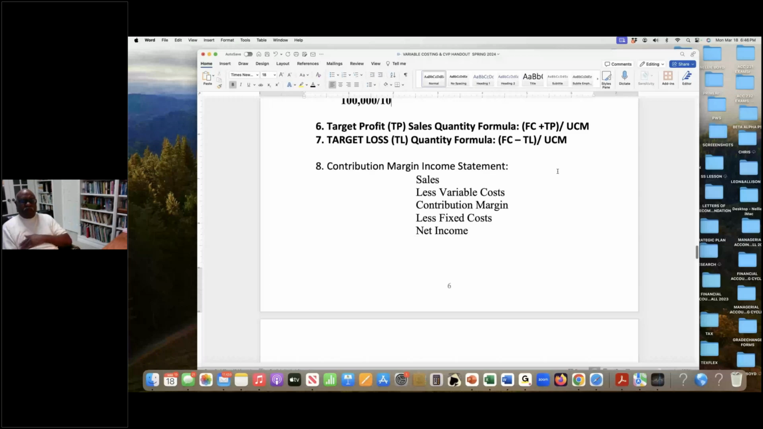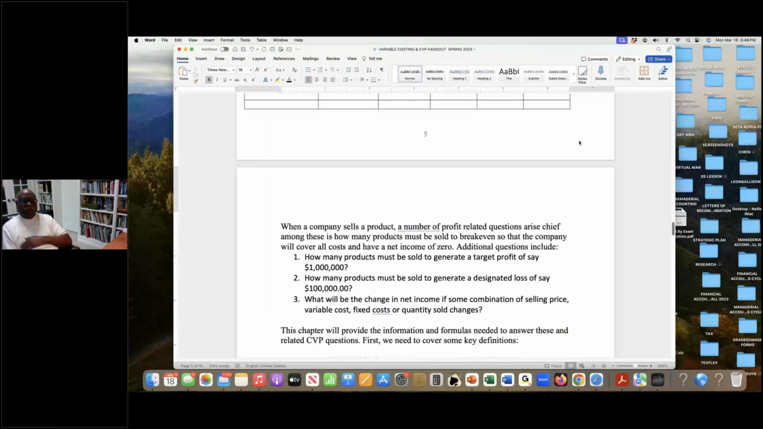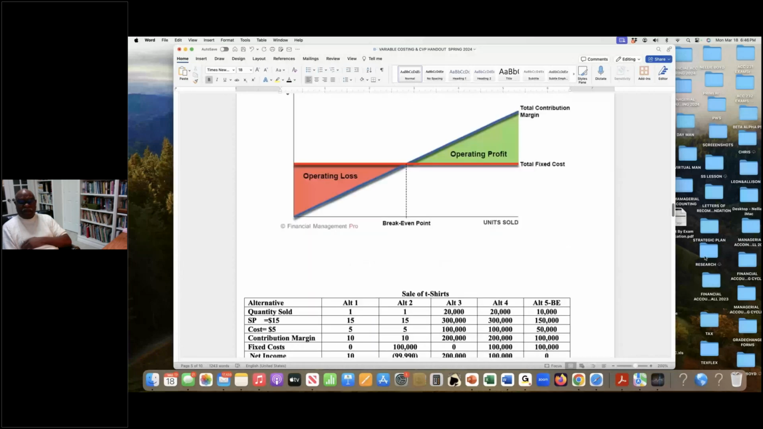So if you would, is my screen moving in now, or is it still frozen? I'm looking at the questions. Well, no, I'm looking at the graph. Okay, so it did move.